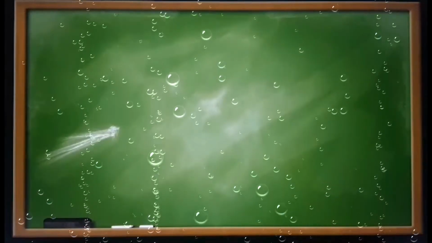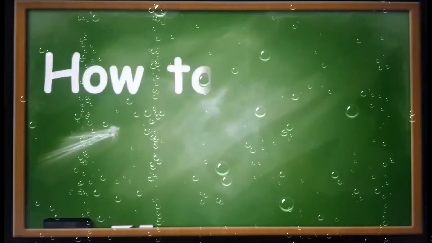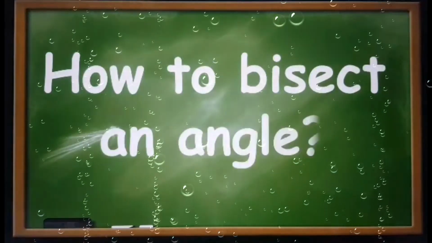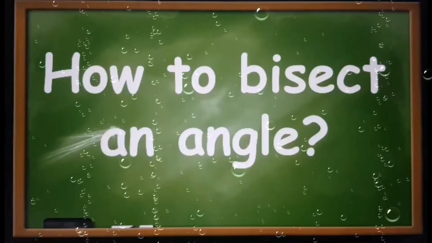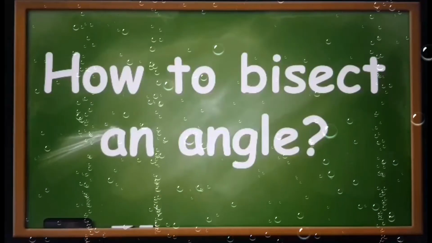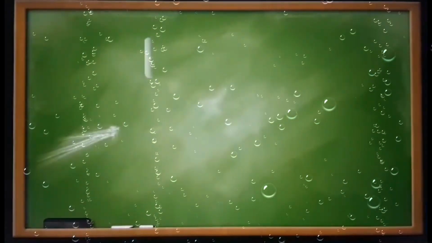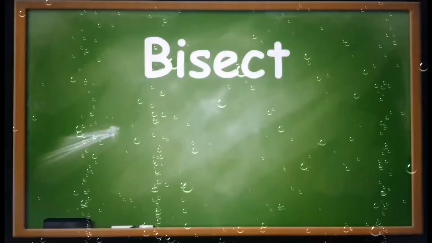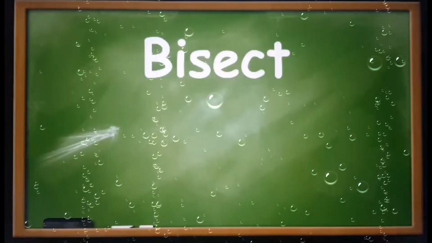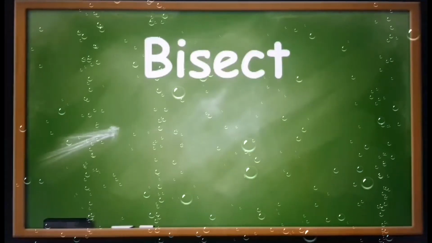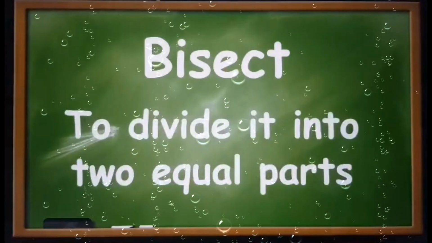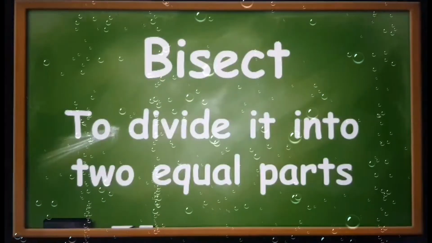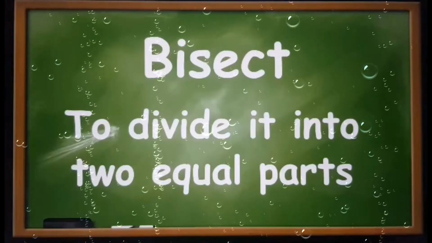Are you ready to solve a geometric problem? We have here a geometric problem to be solved. How to bisect an angle. When you hear the term bisect, what comes to your mind? Great! The answer is to divide it into two equal parts.